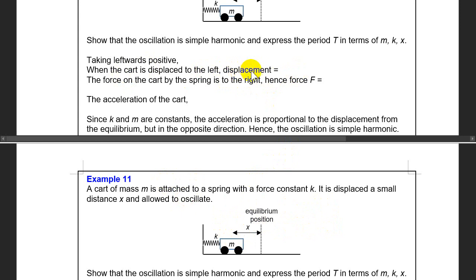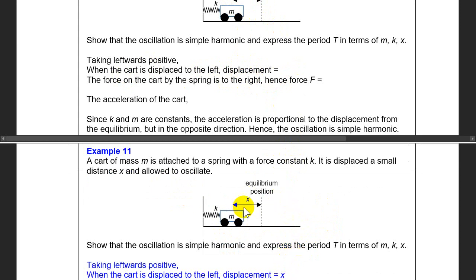First, what is the displacement at the beginning? Well, the displacement is x, as defined here, and that's why it's nicer to take left as positive, because it is displaced to the left, so the displacement is simply x. If you had taken right as positive, then the displacement at this point would have to be minus x. But since you have taken left as positive and it was displaced to the left, the displacement is simply plus x.